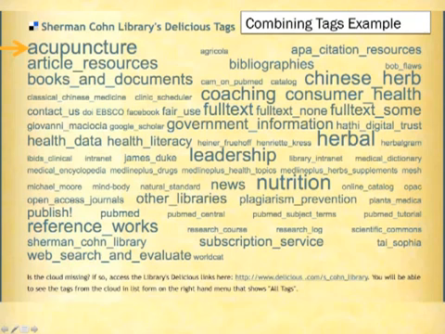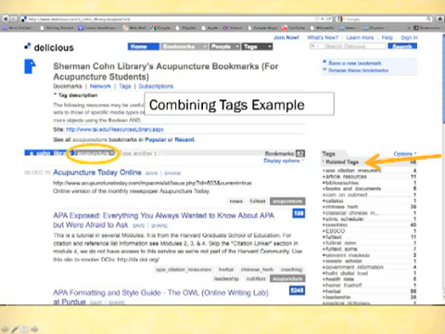Now that you know more about the tags, let's see how they can work in combination. Pretend that you're an acupuncture student and you have an assignment for which you'll need to find articles from periodicals. How can you do this? Well, one way is to start by choosing acupuncture from the Tag and Tag Cloud. Once the list appears, take note that the acupuncture tag is selected. It is circled here in orange so that you know where to look.